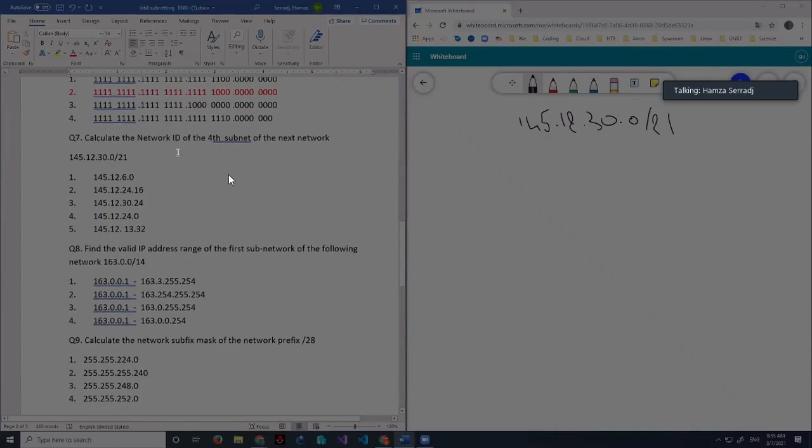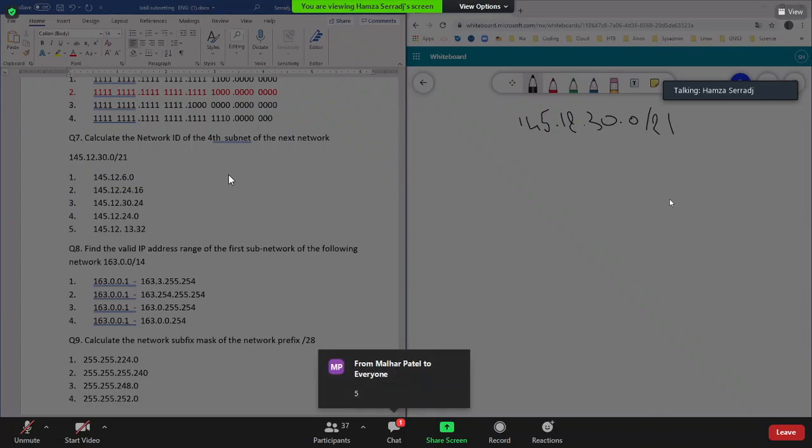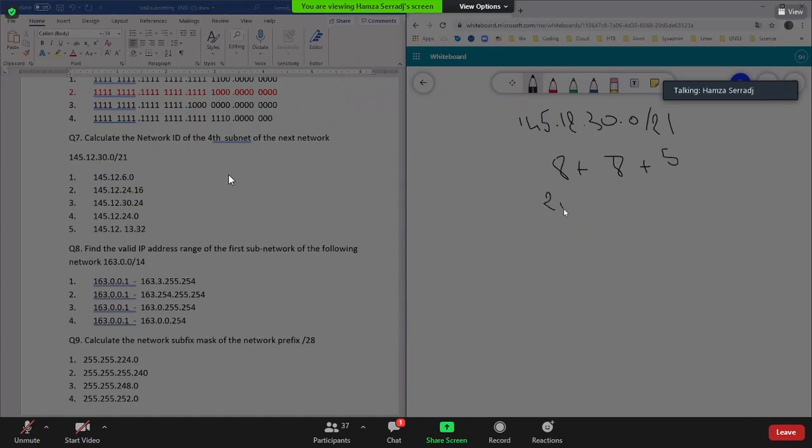Calculate the network ID of the fourth subnet of this /21. We are on /21, how many extra bits do I have here, guys? Come on. 5. Good, I have 5 extra bits. So I have 8 plus 8 plus 5, that gives me 21. So my subnet mask will be 255.255.248.0. Am I good? Is this correct? Yeah. All right, now I have 256 minus 248, I will end up with 8, of course.